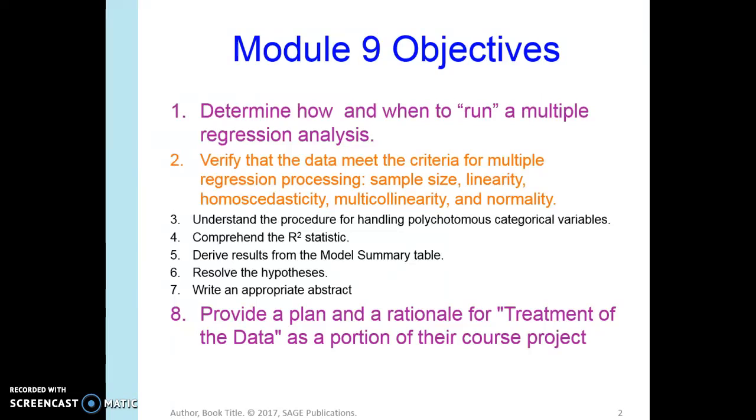Module 9 objectives, the ones that are really important, number 1 and 8, and number 2 takes a long time. That's what I have to tell you about that. Determine how and when to run a multiple regression analysis. And number 8, provide a plan and rationale for the treatment of the data. Now, number 2, verify that the data meet the criteria for multiple regression processing, things like sample size, linearity, homoscedasticity, multicollinearity, and normality. I can't even say those terms. They're so complicated.